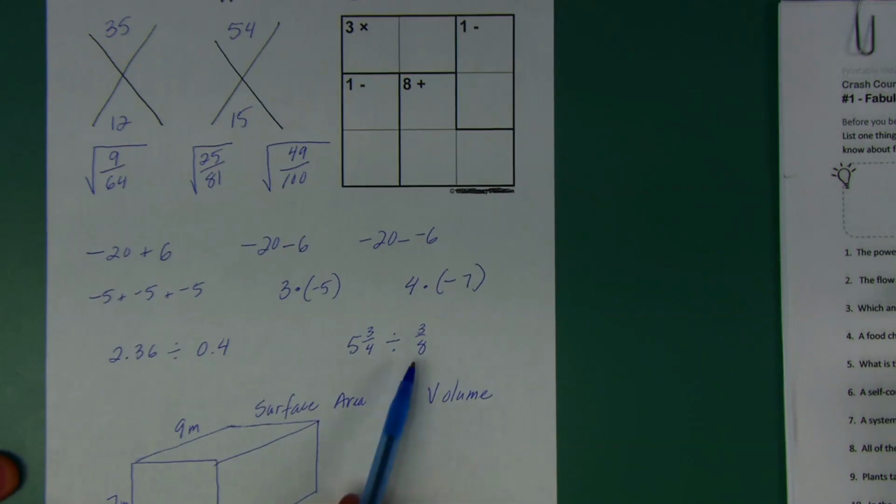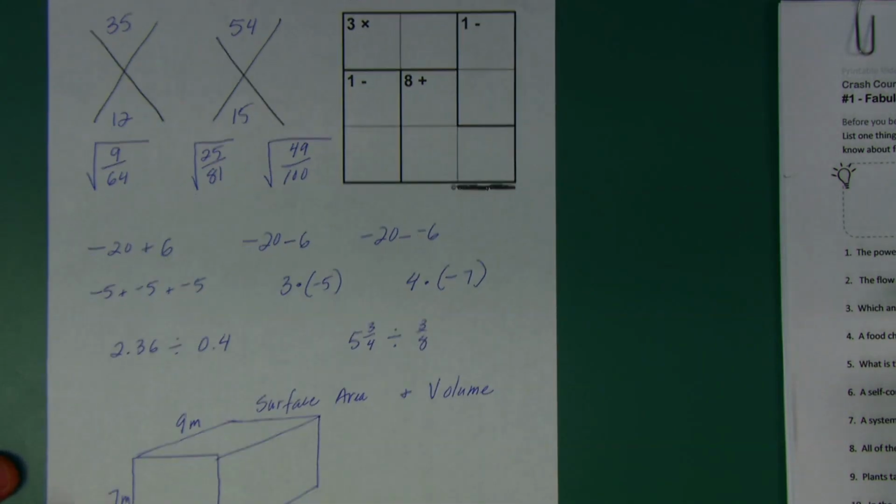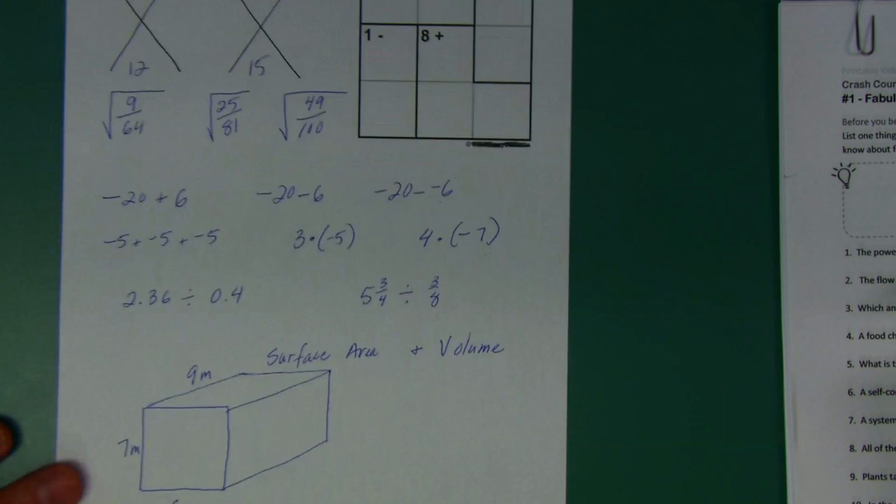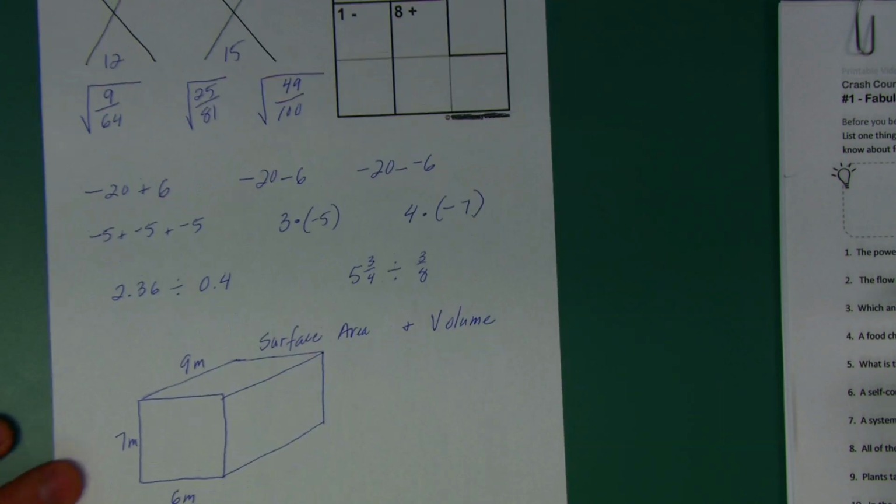Watch out for the math, please. One with fractions. Don't forget what the sports taught us. And then the last problem is a surface area and volume of a rectangular prism.